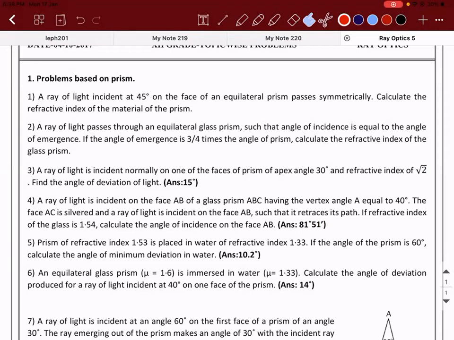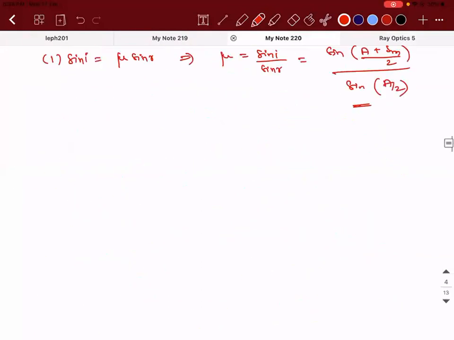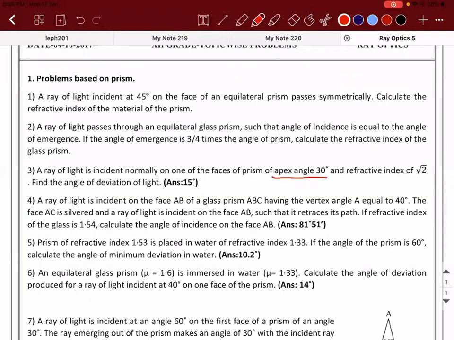So third one. There is a ray of light which is incident normally on one of the faces of a prism of apex angle 30 degrees and refractive index of root 2. Find the angle of deviation of light. So did you understand the question? How many of you solved this?